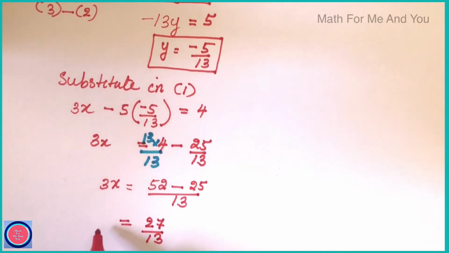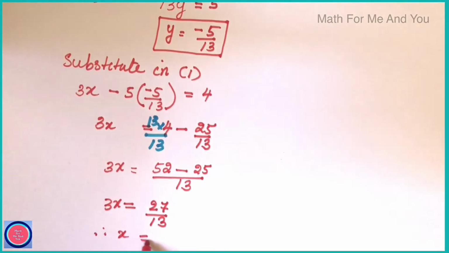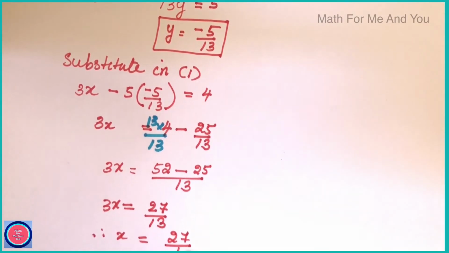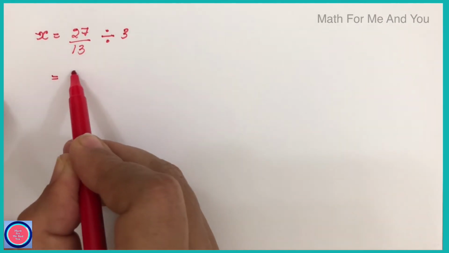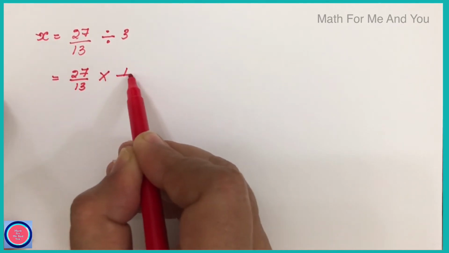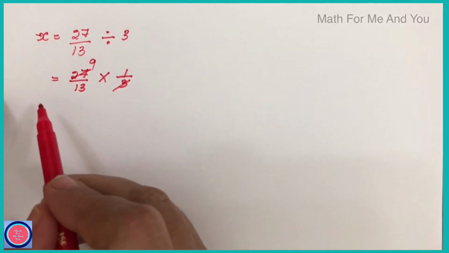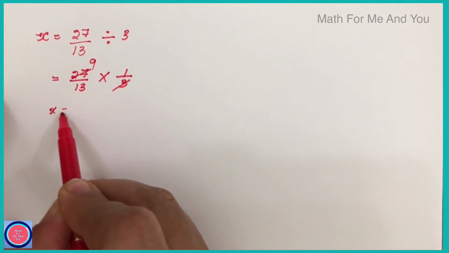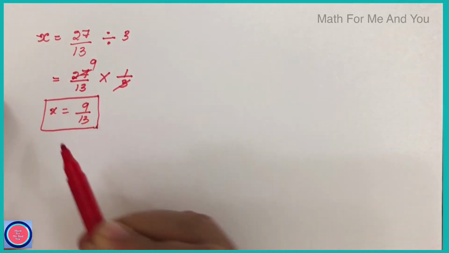Then we have to divide by 3 to get the value of x. So x is equal to 27 over 13 divided by 3. If we want to divide by 3, we can just multiply with the reciprocal. So we can write 27 over 13 times 1 over 3. Then 3 and 27 we can cancel, and we get 9 in the numerator. 3 times 9 is 27. So what is x? x equals 9 over 13. So by the elimination method we have got x and y.